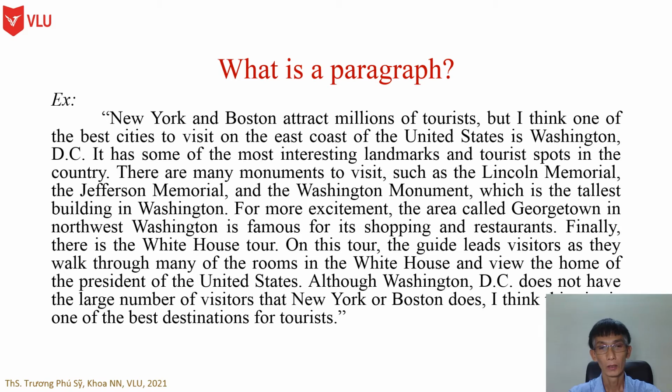To begin with, let's look at this paragraph and tell me what is a paragraph. As you can see, this is a paragraph, including many sentences. Now let's look at the first sentence. New York and Boston attract millions of tourists, but I think one of the best cities to visit on the East Coast of the United States is Washington, D.C. So the topic of this sentence is Washington, D.C.